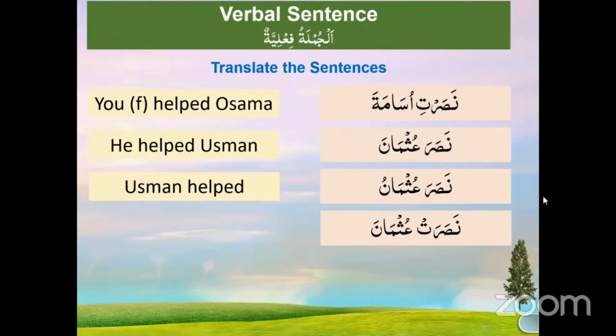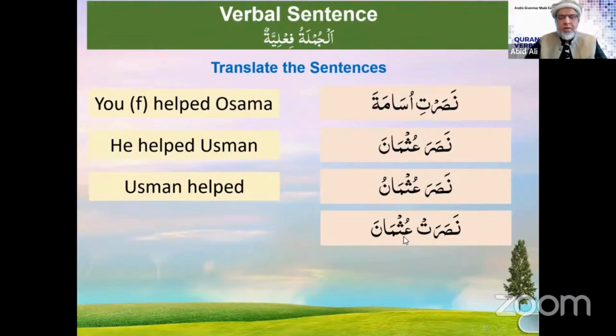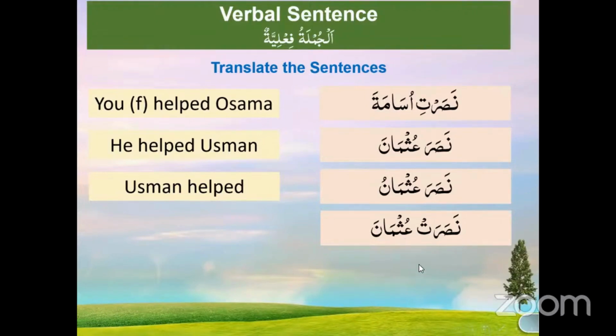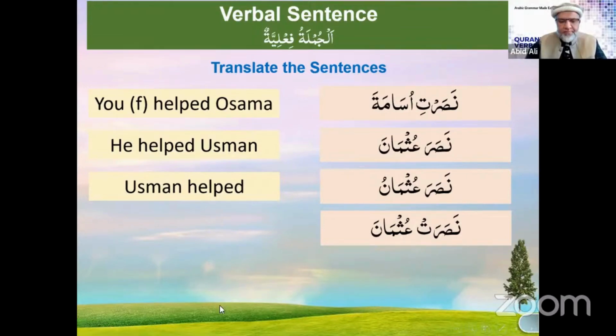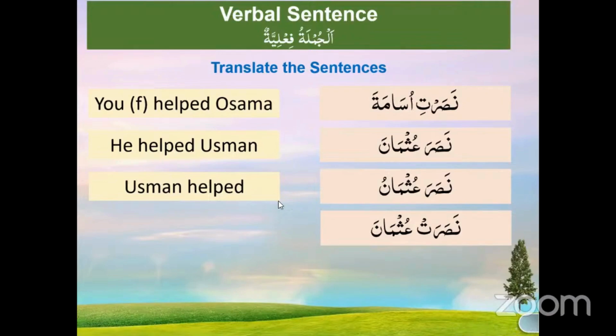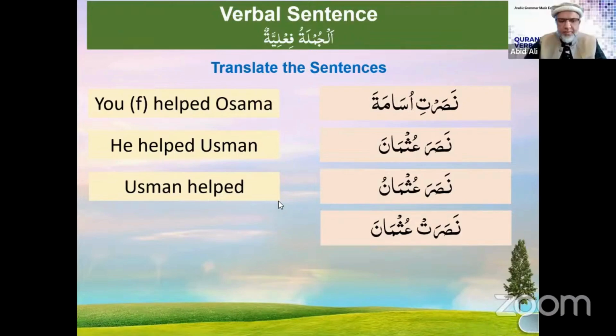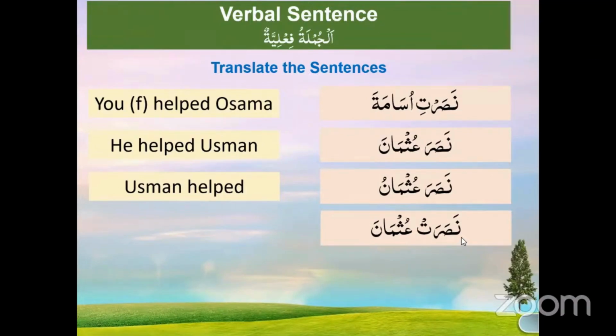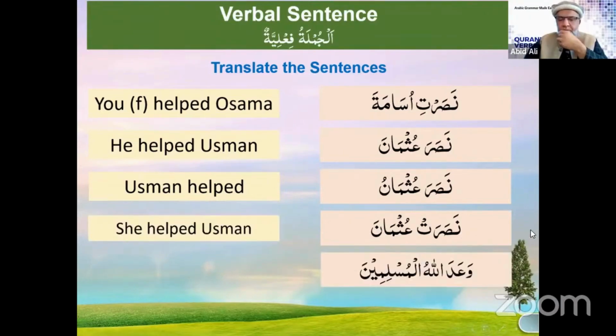She helped Usman. He helped Usman. Now Usman is the maf'ul. You helped, Usman is in the... Brother Faiz, please mute yourself. I will mute it for you. Okay, sorry, go ahead. She helped Usman. Okay, that's good.